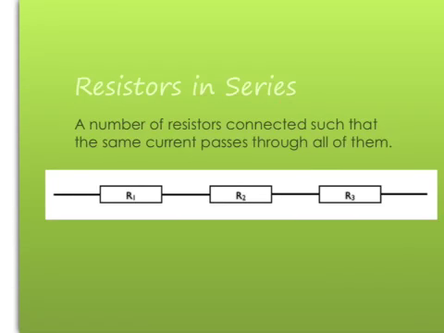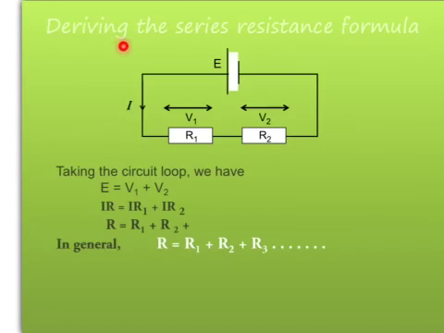Resistors in series. These three resistors are in series. A number of resistors connected such that the same current passes through all of them. Deriving the series resistance formula, in other words, deriving the formula for resistance in series.